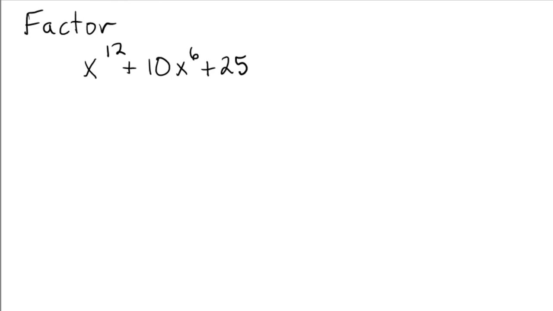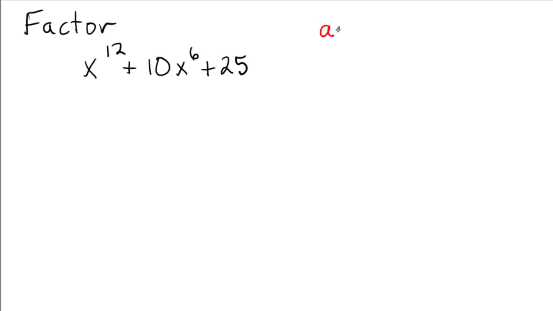In this video, we're going to try to factor a 12th degree polynomial, in this case x to the 12th plus 10x to the 6th plus 25. But we're going to do it using a form that we have learned in our quadratic work, in our binomial work. So in this particular case, the form that's floating around in the background is the perfect square trinomial form.